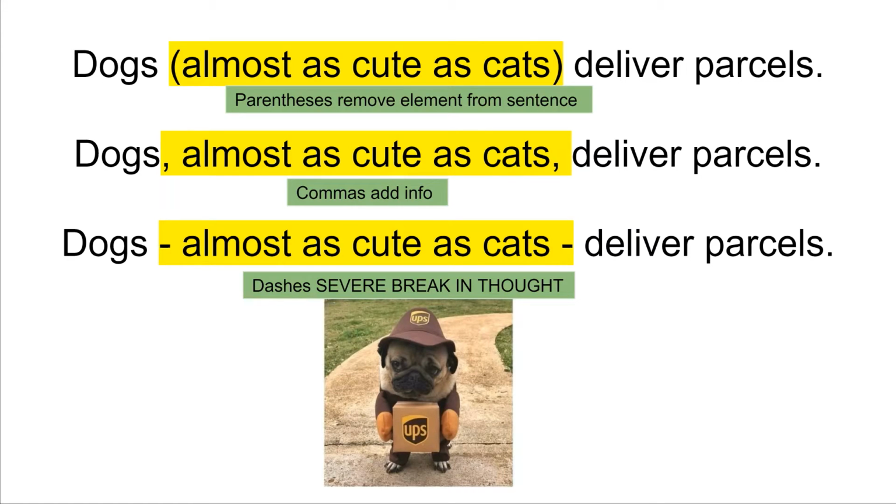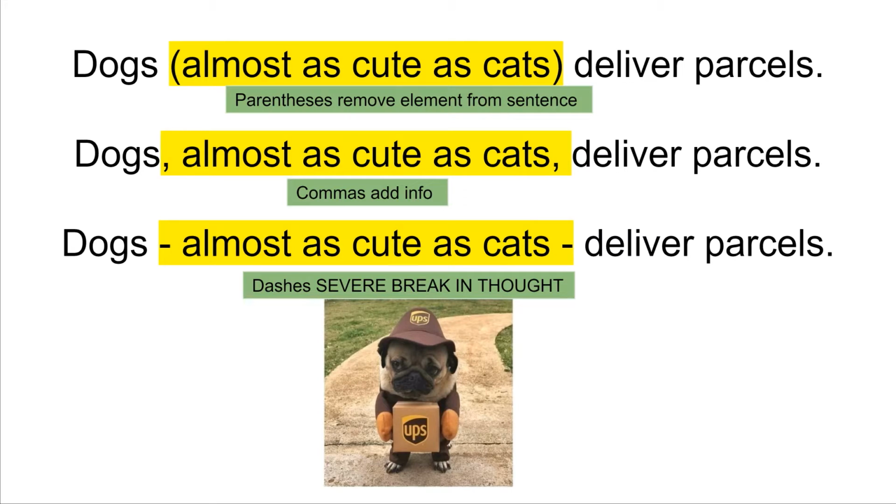Basically, the function is to just add more information to the sentence. However, the parentheses are a little bit different than the commas, and those are a little bit different than the dashes. So parentheses kind of remove the element from the sentence a little bit. They hide it, if that makes sense. Commas are the most basic one. They're just sort of normal.